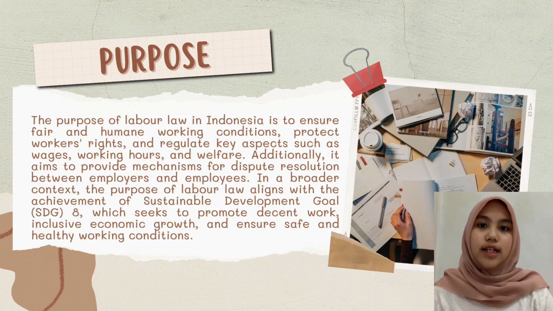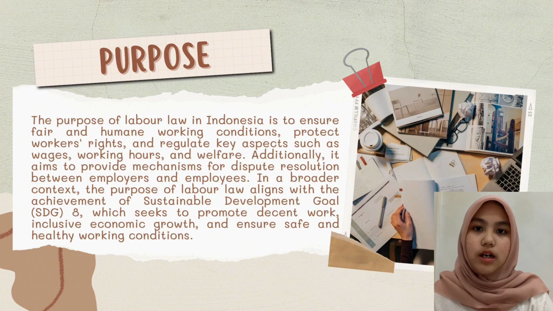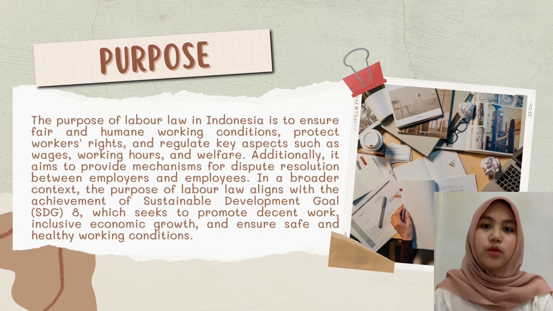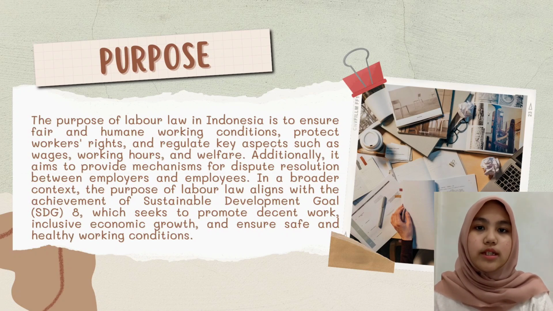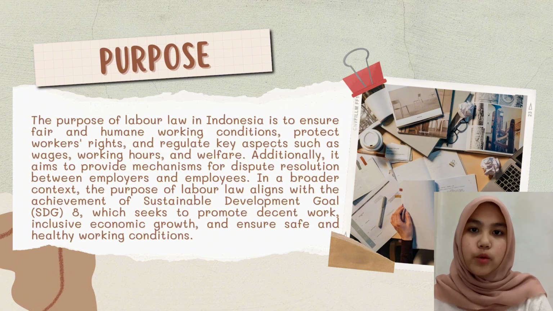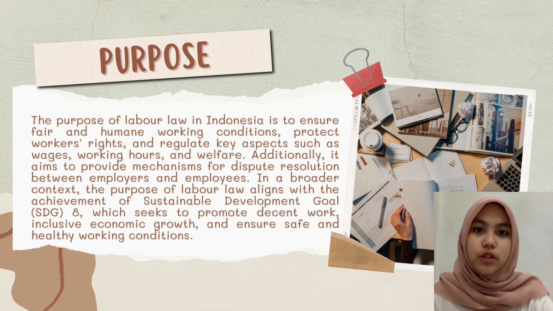Objectives of labor law. The main objectives of labor law are: the first one is protection of workers' rights, ensuring workers receive fair compensation, safe working conditions, health benefits, and protection from exploitative practices. The second one is creating harmonious employment relationships, ensuring clear agreements between workers and employers, and providing fair mechanisms for dispute resolution. And the third one, or the last one, is guaranteeing social welfare, that is providing social protection programs and welfare benefits for workers.